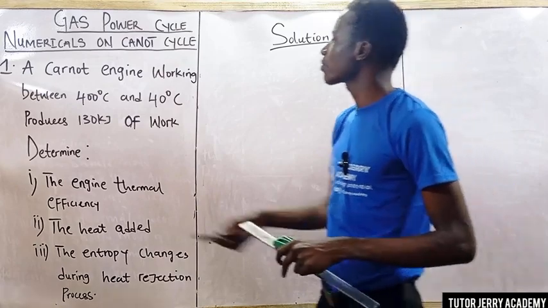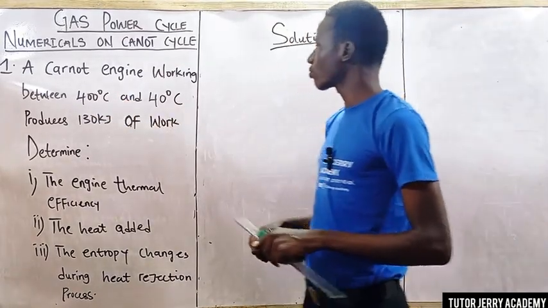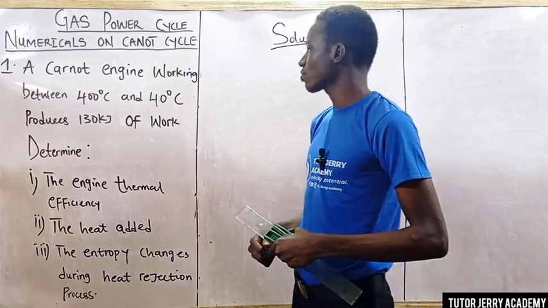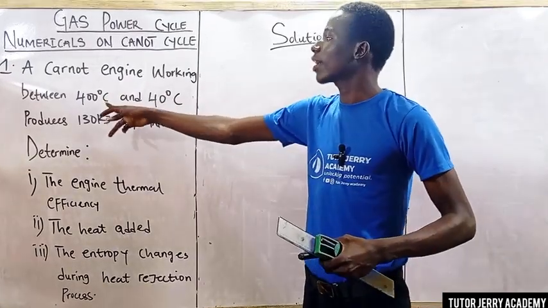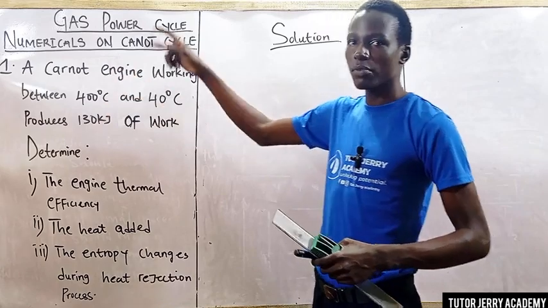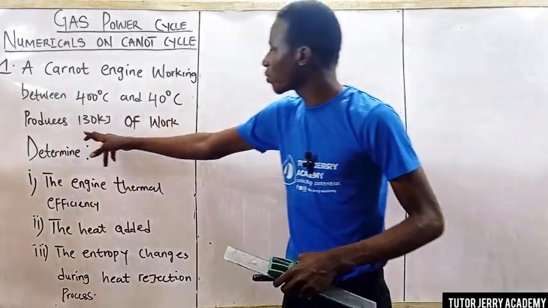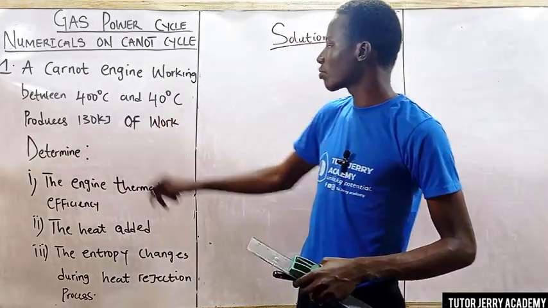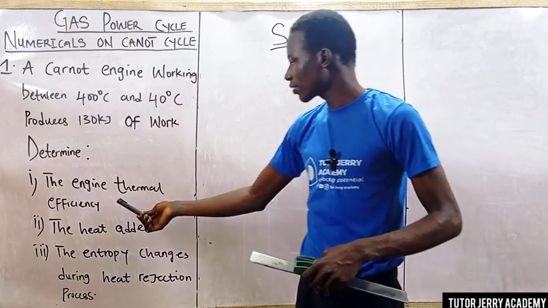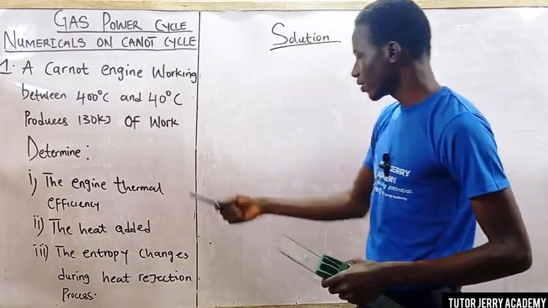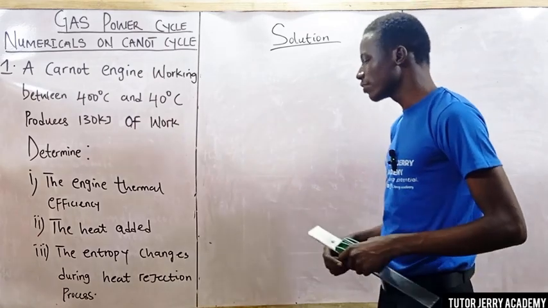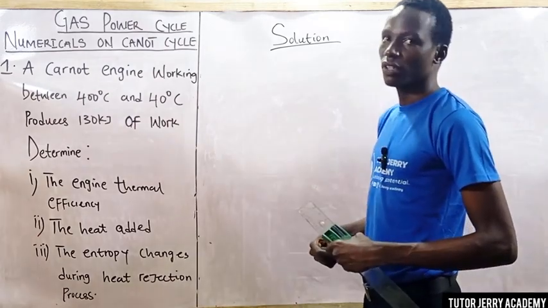So our first example says a Carnot engine working between 400 degrees Celsius and 40 degrees Celsius. It means that 400 degrees Celsius, of course, is the maximum temperature and 40 degrees Celsius is the minimum temperature. It produces a work of 130 kilojoules. Now we are asked to determine the engine thermal efficiency, the heat added, and the entropy change during the heat rejection process.